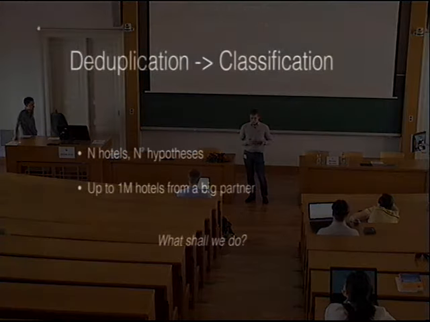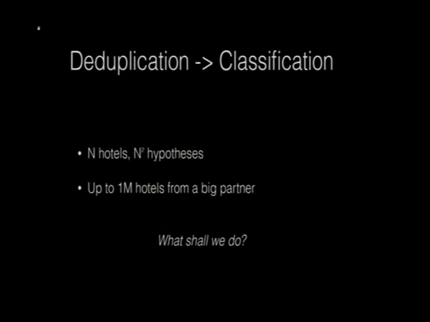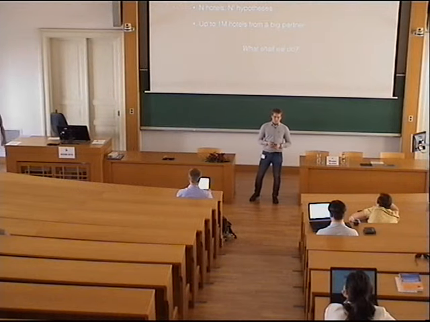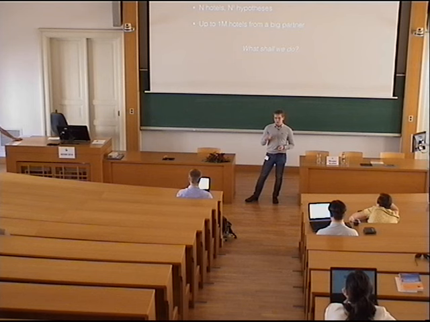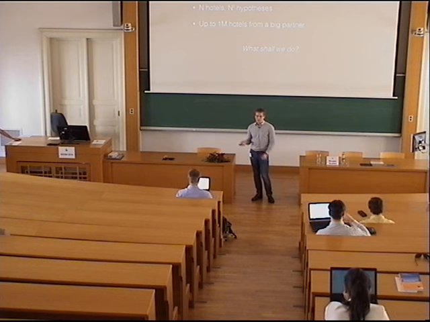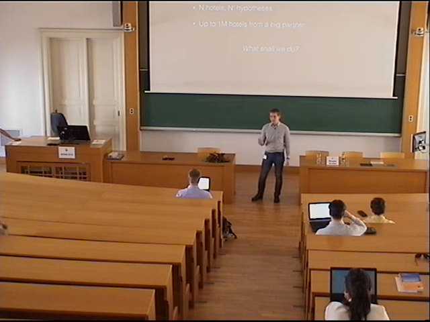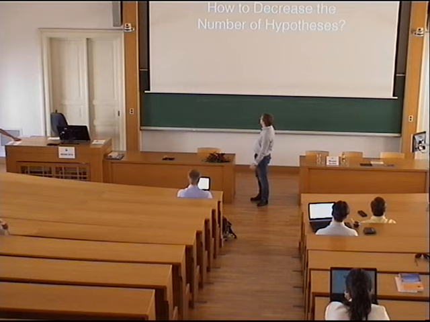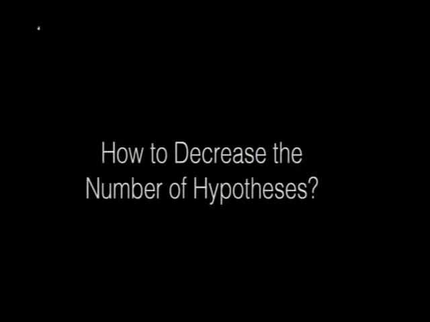Let's move from the deduplication task to the classification task. It's rather easy. We have two hotels, we should compare them and say if they are the same or not. But there is a problem. If we have n hotels, then we will have n squared hypotheses. And it's a big problem, because for big partners we have about 1 million hotels, and you can calculate how many hypotheses there are. So we should somehow reduce this number of hypotheses. Do you have any ideas how we can do it?